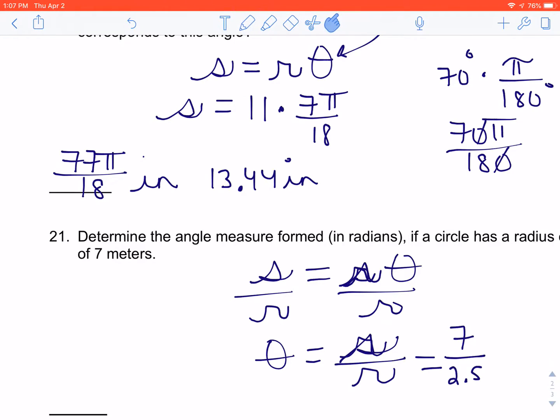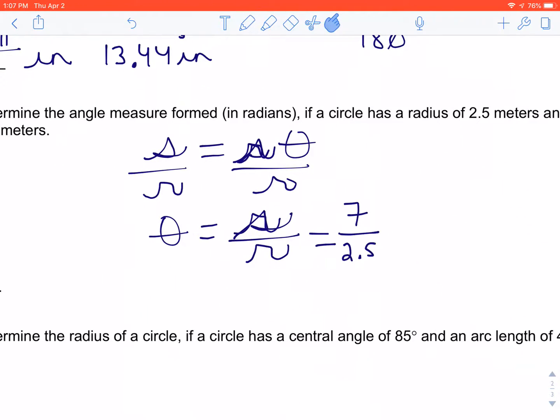Now, we don't want to leave an answer with decimals in fractions, so just think, you can multiply by 10 over 10 or 2 over 2, but the angle is going to be 14/5. You could write radians, you don't have to, or 2.8.